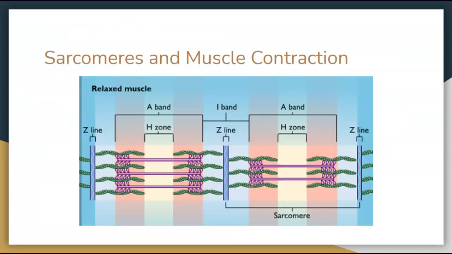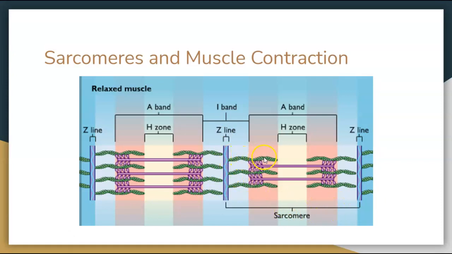Now, diving further into sarcomeres and muscle contraction, I will make you draw this. If you don't draw it in your notes, you will be drawing it in class. I guarantee it. This is a complicated piece, and I'm going to make sure that you understand all the parts. A bands, I bands, H zones, Z lines, all of that is a sarcomere. So from Z line to Z line is one sarcomere.